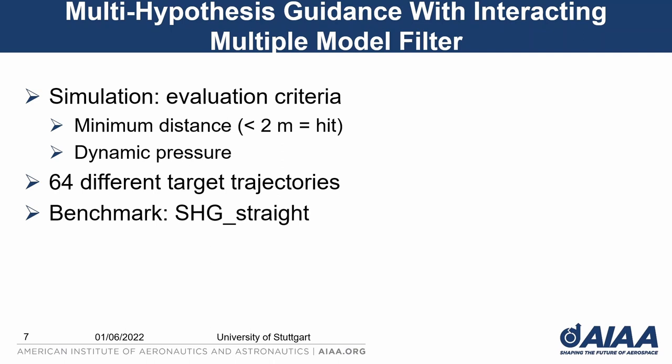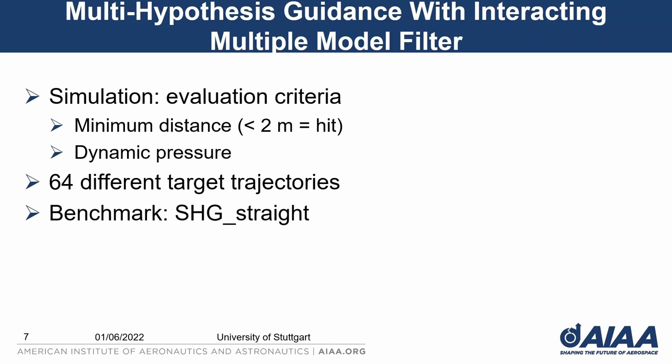The three approaches were then tested in simulation with two criteria. Number one, a minimum distance. Everything less than 2 meters was considered a hit. Everything more than 2 meters is considered a miss. As a second criterion, the dynamic pressure was taken into account to evaluate the energy efficiency of the guidance law, and also a higher dynamic pressure stands for a higher maneuvering capability of the interceptor at the point in time of the impact. In total, 64 different target trajectories were simulated.